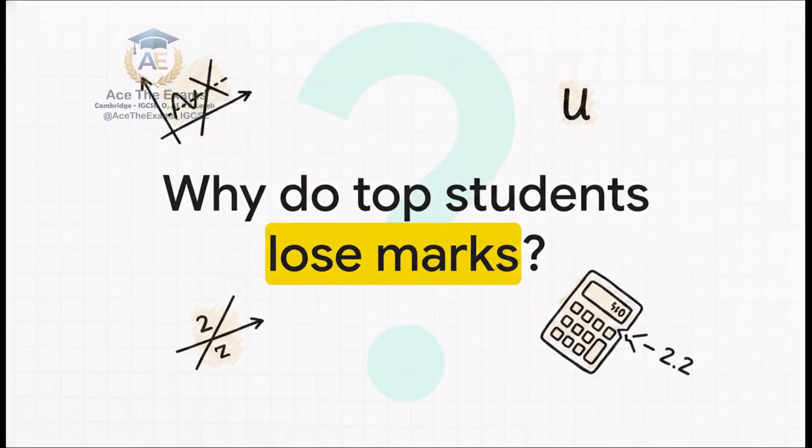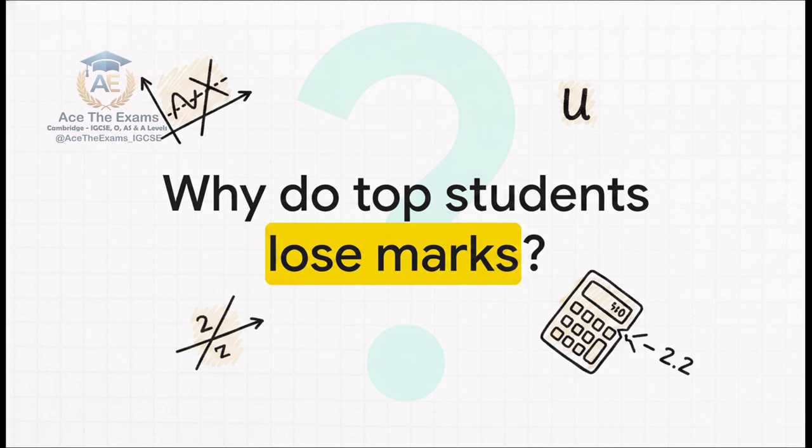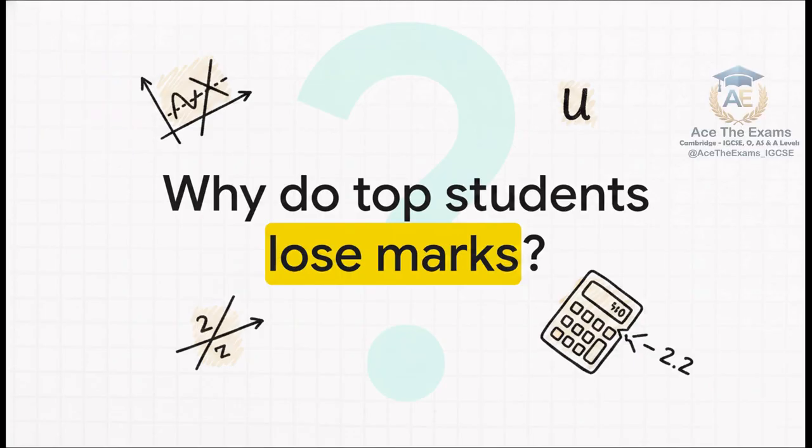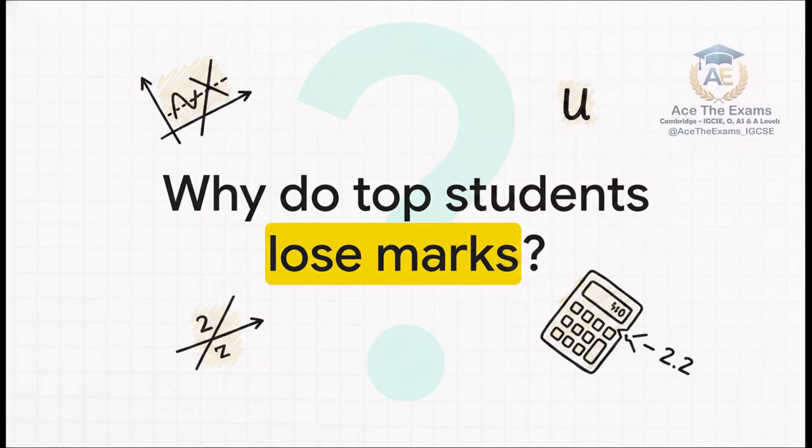Okay, let's dive right into this trap. Why exactly are grade A students dropping marks here? Listen, it's not because you don't understand the physics. You get the physics perfectly fine. The harsh reality is that you are losing critical grade boundaries because of sloppy habits. We're talking missing units, rounding your calculations way too early, and making completely unforced graph axis errors.